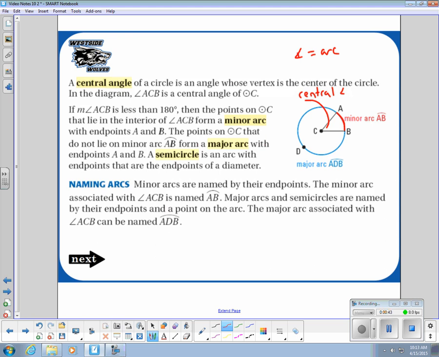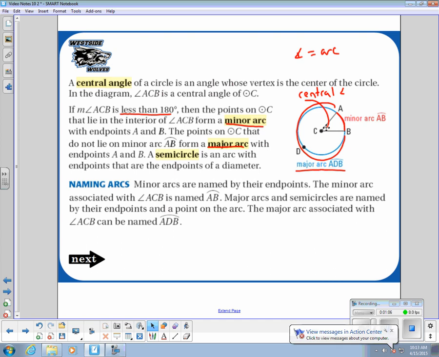All right, and we know that minor arcs are arcs that are less than 180, and major arcs are arcs that are greater than 180, and a semicircle is just equal to 180. Remember that major arcs, we name those with 3 letters, so major arc ADB goes here and all the way around. And that minor arc AB right here, which is less than 180, is just this part right here. A semicircle, remember, can use 2 or 3 letters.